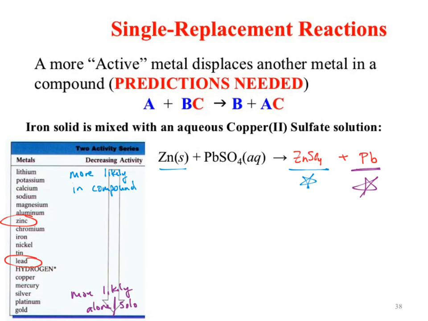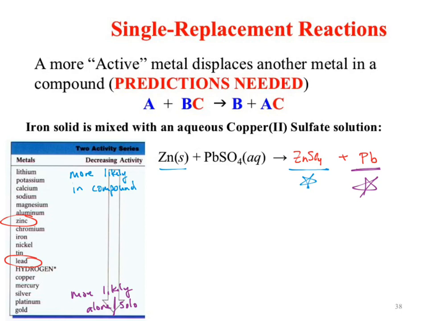When I run this reaction, what am I mixing? Anytime you run a reaction, what do you mix? Two things. What are those things? The reactants. Where are the reactants in this chemical equation? On the left-hand side of the equation. I mix these two things, what happens?